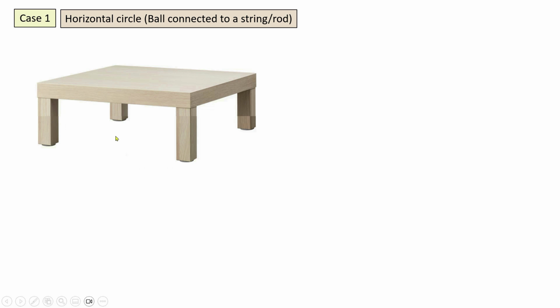So imagine we have a table. On that table is a ball, which is connected to a string. And let's say the string is fixed at a particular point. Now imagine the ball is moving in a circle on this table. Now, since this table is horizontal, the circle is also horizontal. And now let's apply the 4 steps.